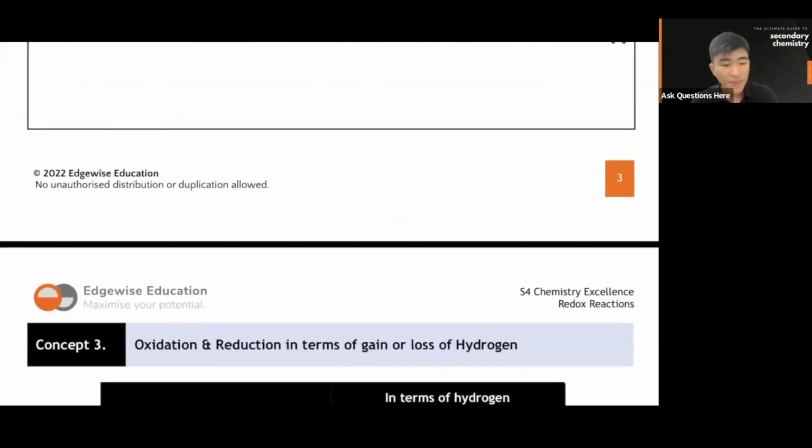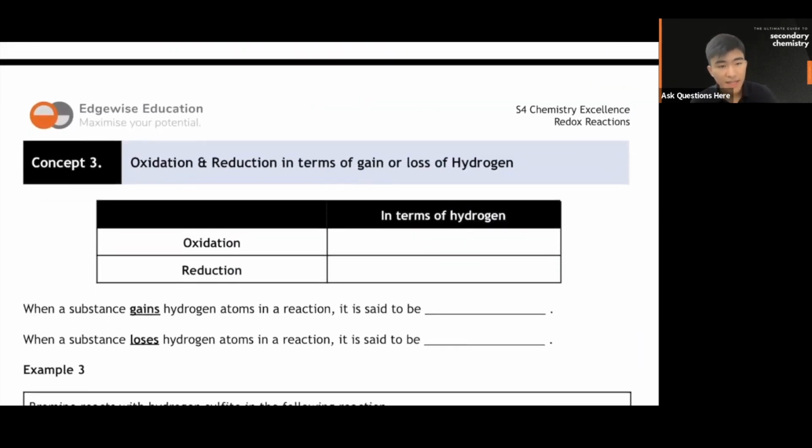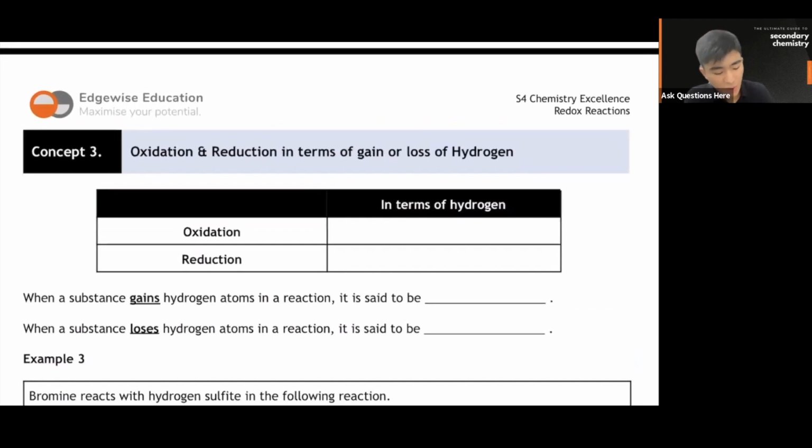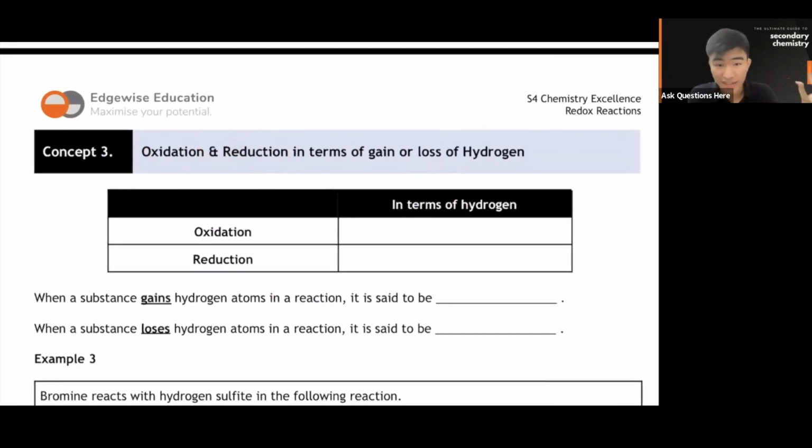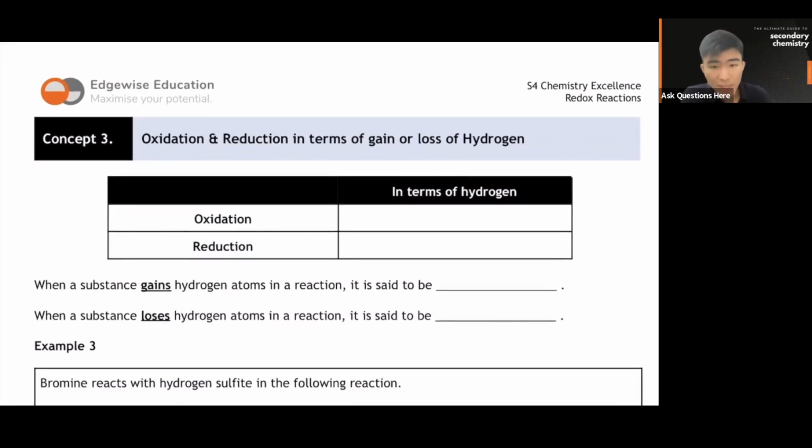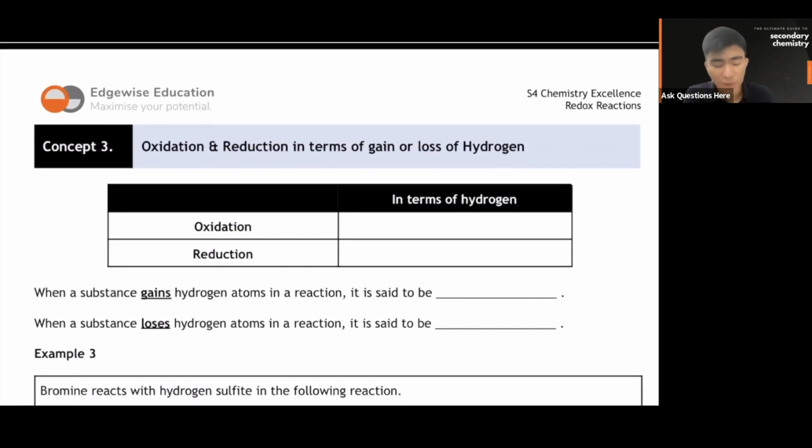In the next page, we look at concept number 3. Concept number 3 tells us what is oxidation and reduction in terms of gain or loss of hydrogen. Just now we talked about oxygen, right? Now we talk about hydrogen. For hydrogen itself, how are we able to determine whether something is oxidized or reduced? I'm going to use the same framework as just now to illustrate this idea.